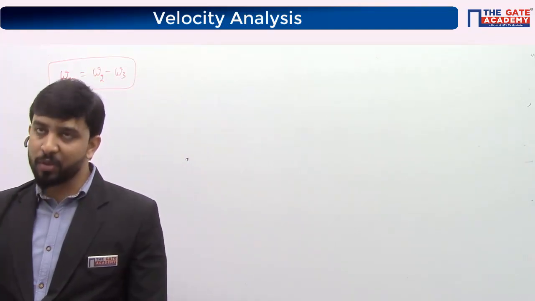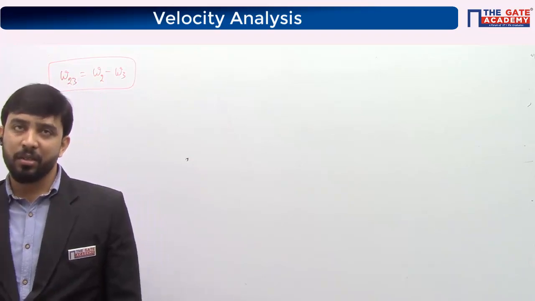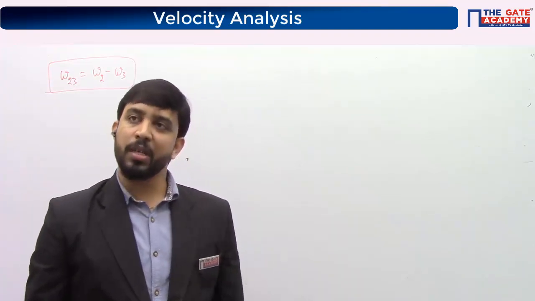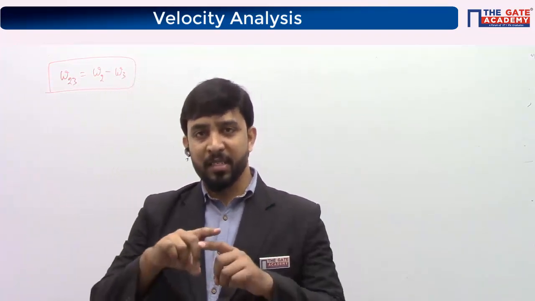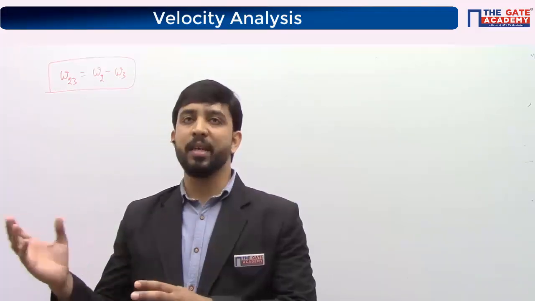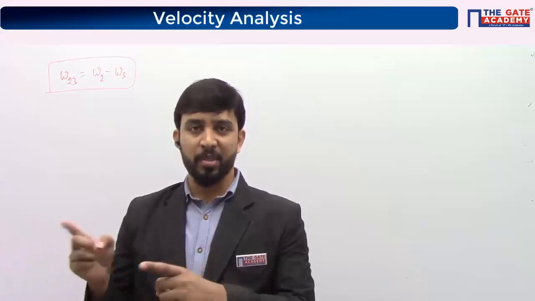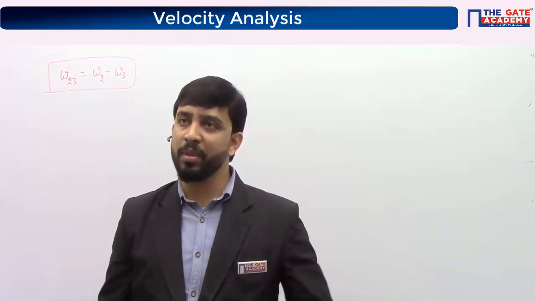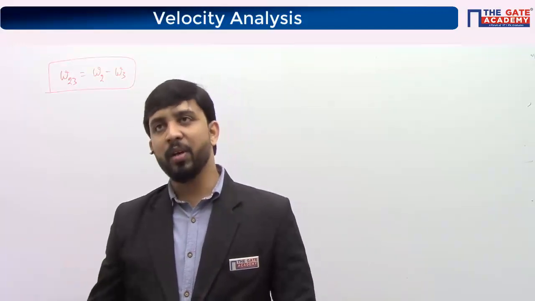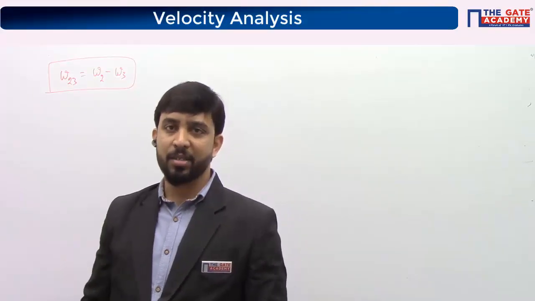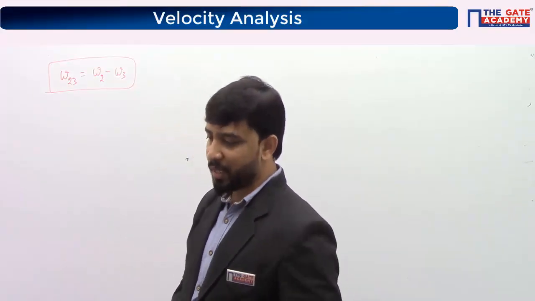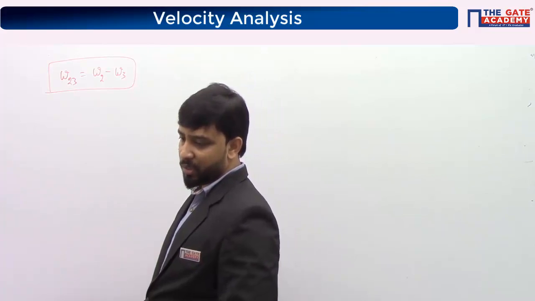In this case, whenever you find relative velocities, it's required to know the direction of rotation, okay? If both links are rotating in the same direction, the relative velocity is omega 1 minus omega 2. If both are rotating in opposite directions, the relative velocity will be omega 1 plus omega 2, because the direction is different, okay? So we follow a sign convention for finding relative velocities, okay?